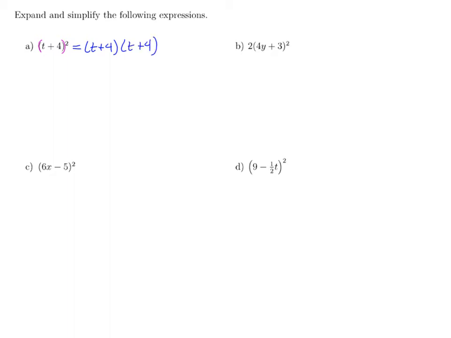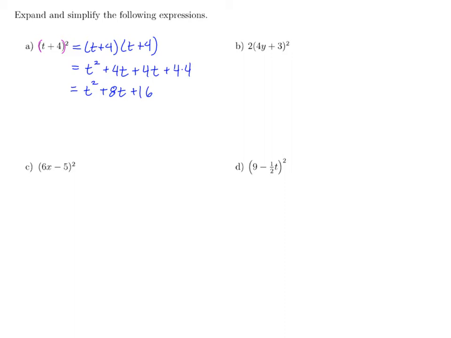So, looking at multiplying t plus 4 times t plus 4, the first term will be t squared. We have t times t. And then when we multiply those outside terms, we're multiplying t by 4. So we'll have plus 4t. Multiplying the inside terms, we'll again have plus 4t. And then multiplying the last terms, we'll have 4 times 4. Now, when we simplify that, we'll get t squared. Those middle two terms, we have 4t plus 4t, so we'll have plus 8t. And then that last term is 4 times 4, so plus 16. So that expression, when fully simplified, is t squared plus 8t plus 16.